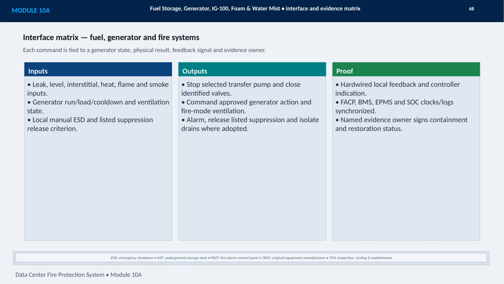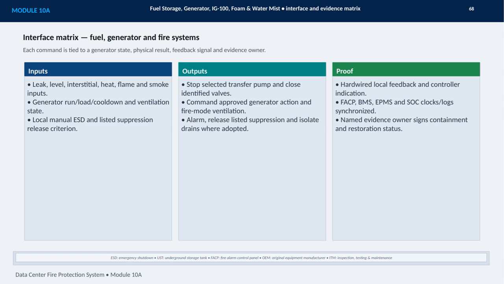The matrix also accounts for generator run, load, cooldown, and ventilation states, along with local manual emergency shutdown and the listed criteria for releasing suppression. The expected outputs are equally specific. The system may stop a selected transfer pump, close identified valves, approve a generator action, place ventilation into fire mode, activate alarms, release the designated suppression system, or isolate drains where that configuration is adopted.